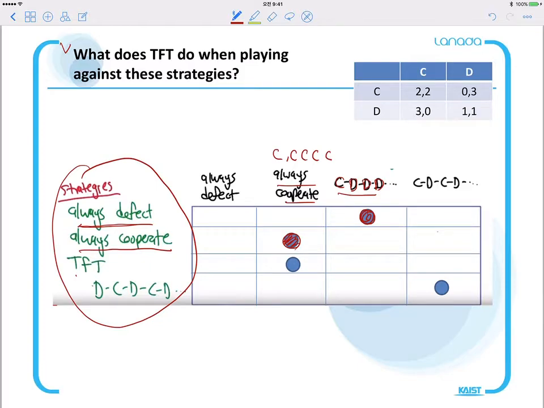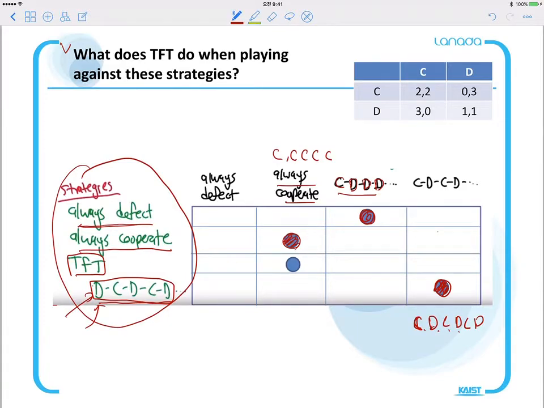Now my opponent's strategy is the T4-10. Let me first look at this case. My opponent's strategy is DC, DC, DC, DC. Then my strategy will start with C, and then I'm going to copy this guy, DC, DC. So C, D, C, D, C, D. That should be this.